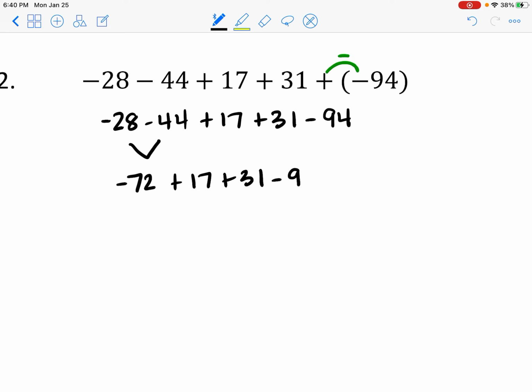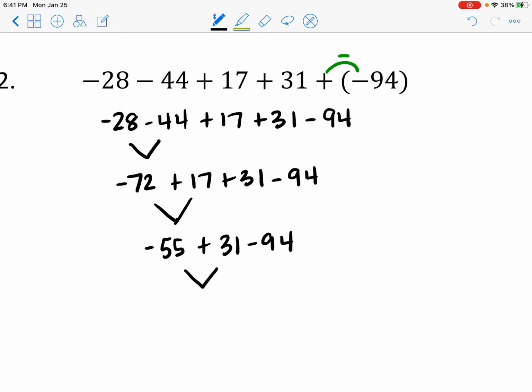And then I'm going to go one step at a time here, so now I'm going to put the next two numbers together. So now I'm combining negative 72 and 17. Now those are different signs, so I want to find the difference. So the difference between 17 and 72 is going to be 55. And then I want to keep the sign of the bigger number. Since the bigger number between 17 and 72 is 72, I want the sign to match that 72, so it's going to be a negative 55. And then again, I'm going to bring down the 31 and minus 94.